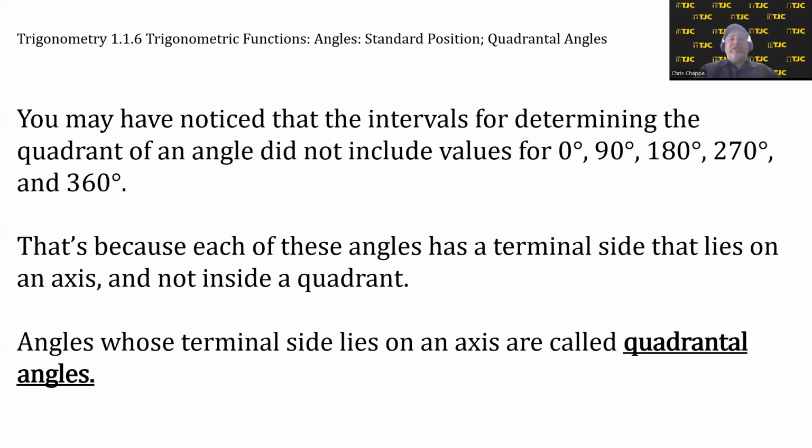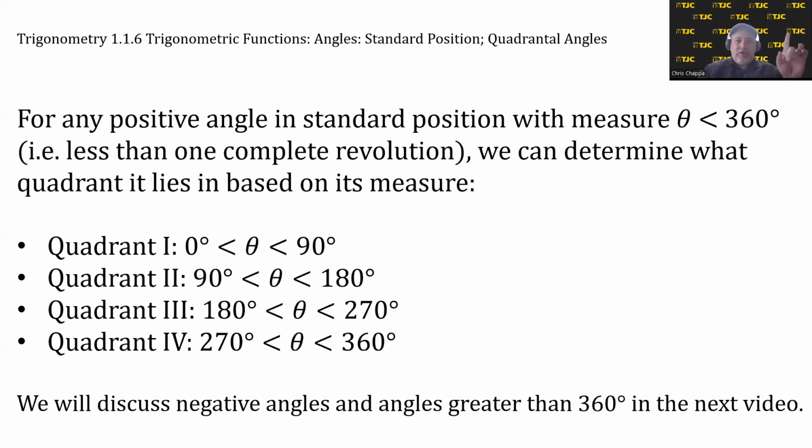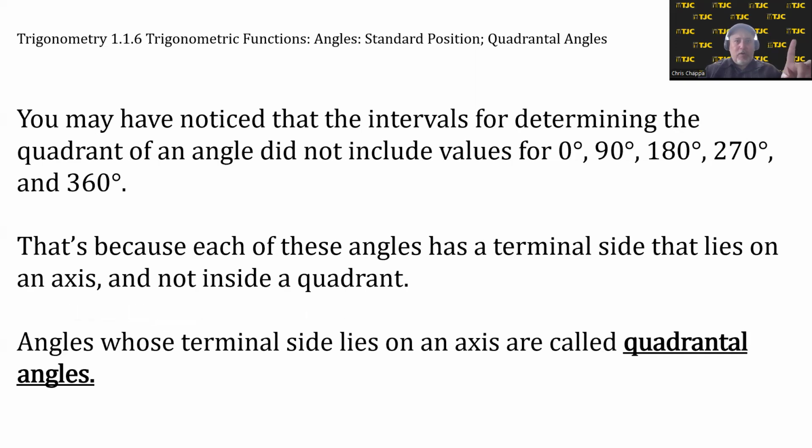Now, you may notice that the intervals for determining the quadrant of an angle did not include 0, 90, 180, 270, or 360. Go back and look. All of these say less than. They don't say less than or equal to. Well, that's because each of these angles has a terminal side that lies on an axis and not inside a quadrant. Angles whose terminal sides lie on an axis are called quadrantal angles.